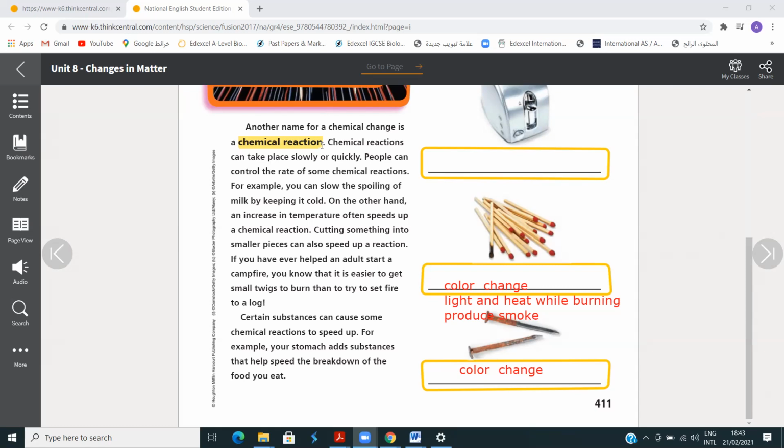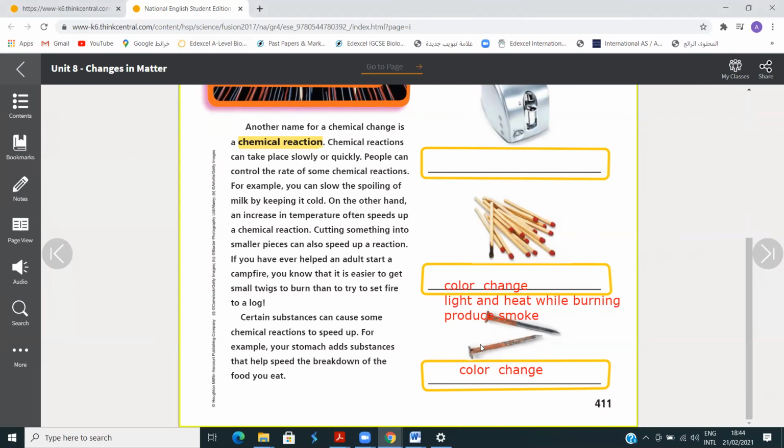When it happens to rust, for example. Okay? What happened to rust? Do you see this match? This match will burn. Burn means react with oxygen in the air. We read this. It will combine with oxygen.